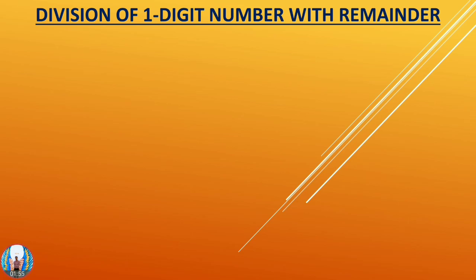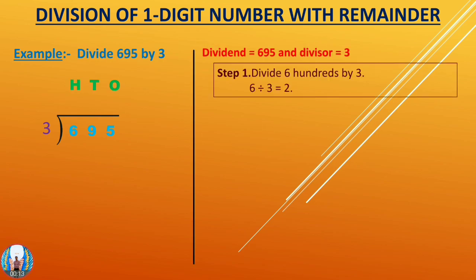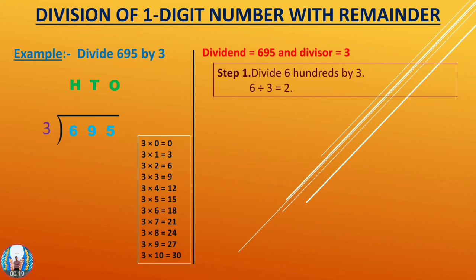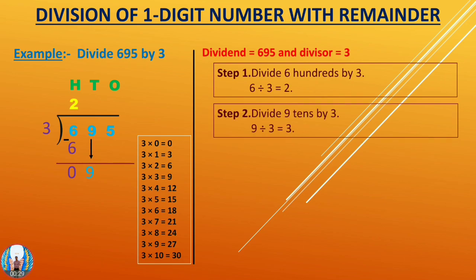Now division of one digit number with remainder. Divide 695 by 3. Now we will write the dividend in the middle, that is 695, and the divisor on the left side, that is 3. Now step 1, divide 600 by 3, that is 3 2s are 6. So we will write 2 in the quotient place and we will subtract 6, that is 0. Then we will bring down 9. Now 3 3s are 9. So 9 minus 9 equals 0. Then we will bring down the 5.